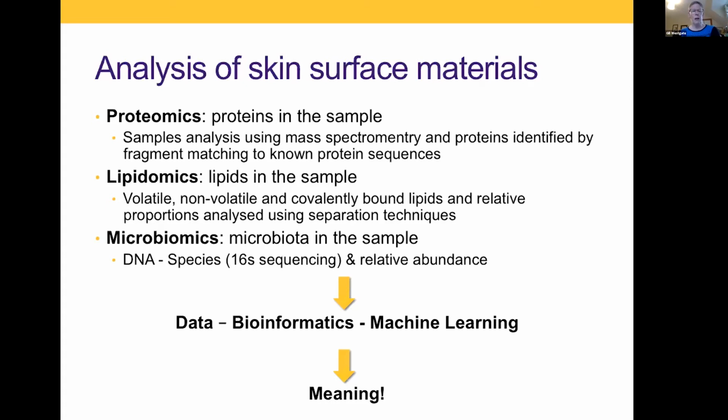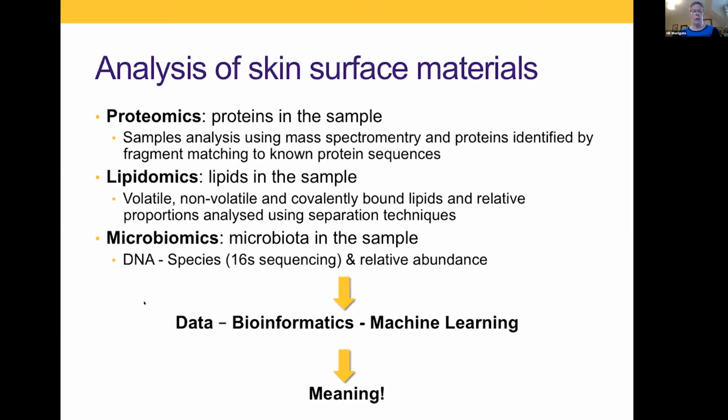And then lipidomics similarly collects information on the lipids in a sample, and it uses methods to detect volatile lipids like gas chromatography, but also non-volatile and covalently bound lipids, maybe using liquid chromatography. And then you can separate these out and determine the proportions using standard benchmark materials.